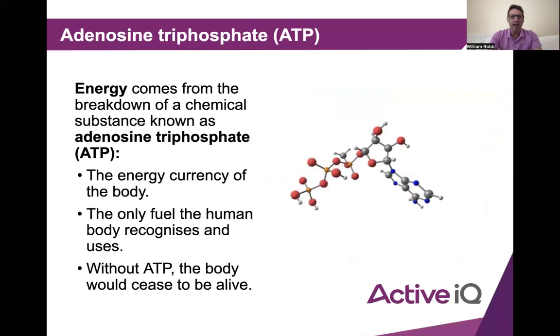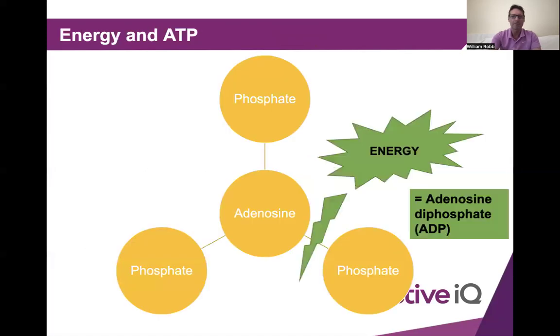So adenosine triphosphate, ATP for short. Energy comes from a breakdown of a chemical substance known as adenosine triphosphate. The energy currency of the body. The only fuel the human body will recognize. Without ATP, your body would cease to exist. So let's have a look.